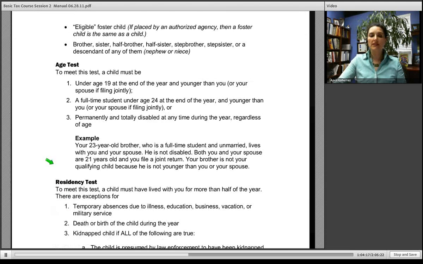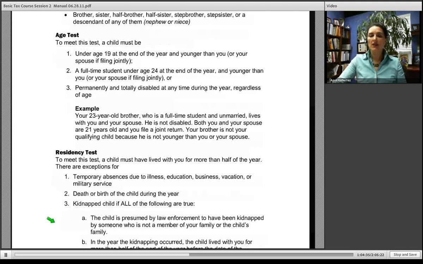Residency test. To meet this test, a child must have lived with you for more than half of the year. There are exceptions for temporary absences due to illness, education, business, vacation, or military service, the death or birth of the child during the year, and a kidnapped child if all of the following are true.